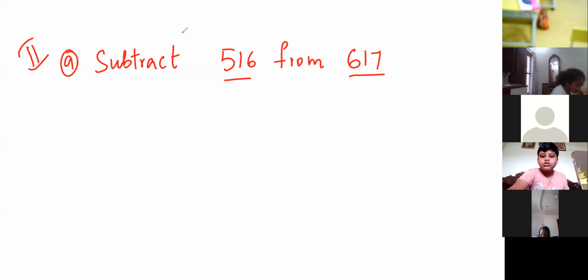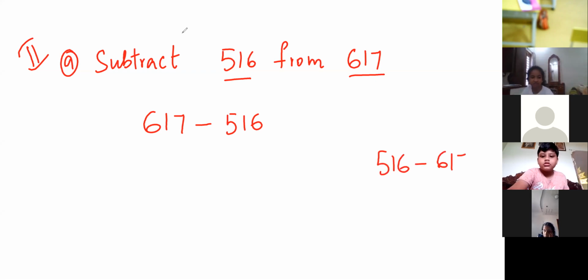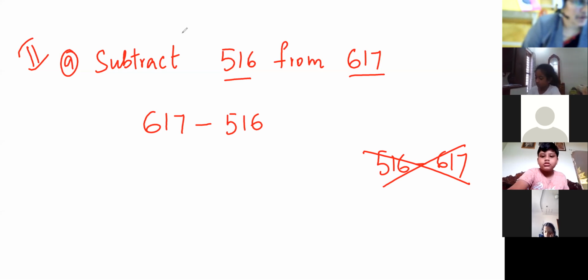How do you have to take this? 617 minus 516. You people may get confused and sometimes write 516 minus 617. This is the wrong way to write. You cannot subtract a bigger number from a smaller number, and according to the question, 516 is the smaller number. You have to remove that from 617. 617 must be placed first while subtracting. Got it? 617 minus 516.